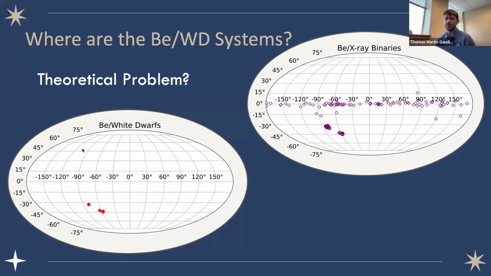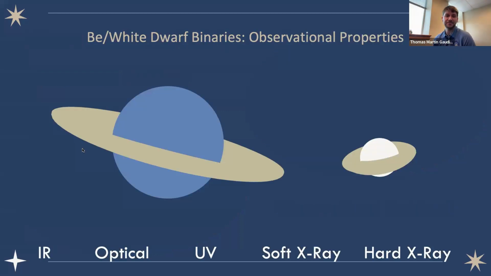It's also possible, though, that this is some sort of observational effect, that there's some sort of observational property of BE white dwarfs that makes these systems just hard to detect, that the way that we detect these systems in general selects for BE neutron stars over BE white dwarf systems. And I think that this plays a very large role, and so to see if we can reveal this problem a little bit more, let's talk about the observational properties of BE white dwarfs, and look at their signatures in multiple bands of the EM spectrum.